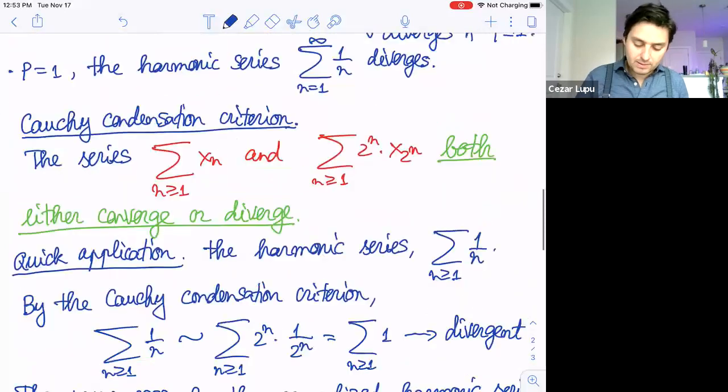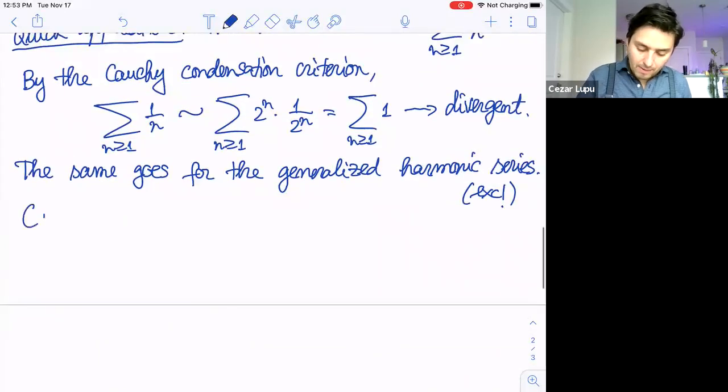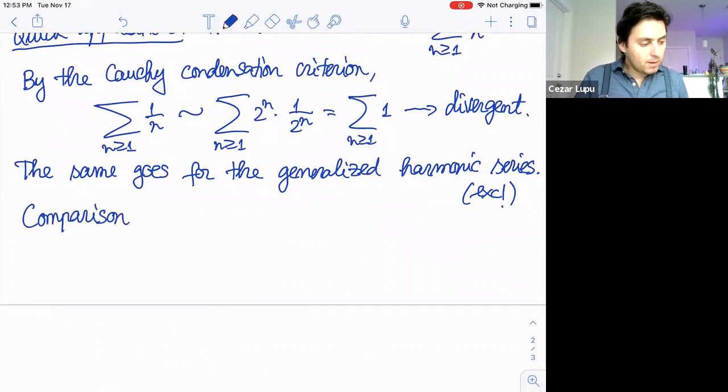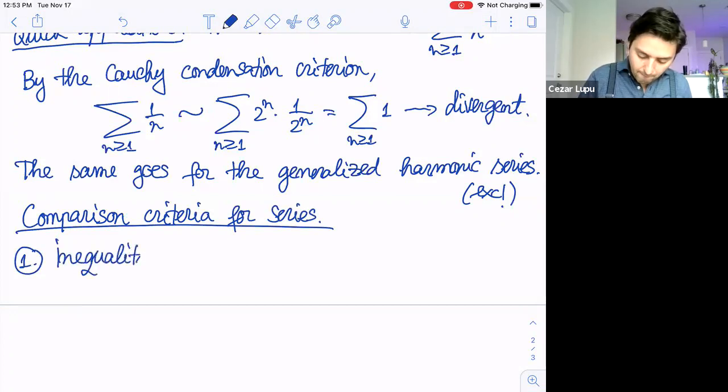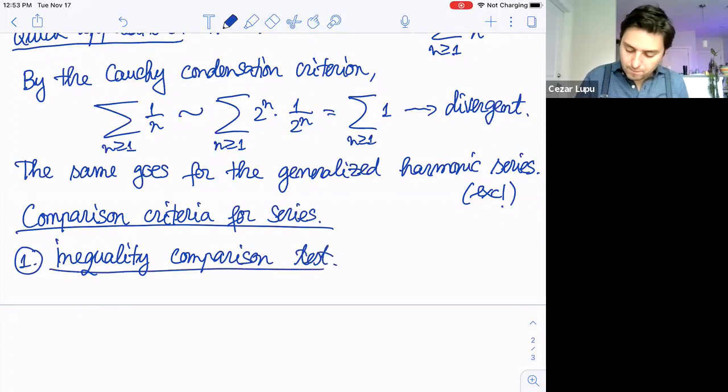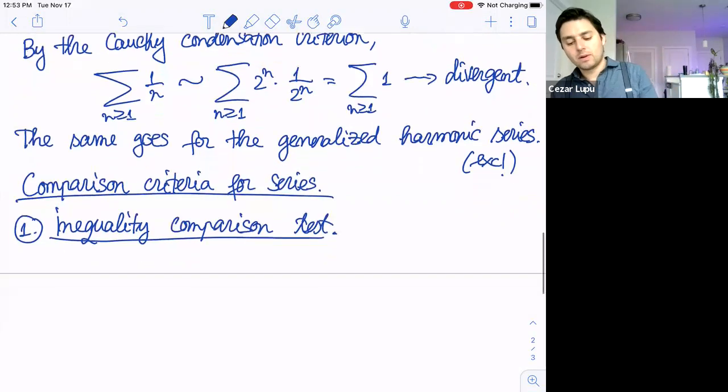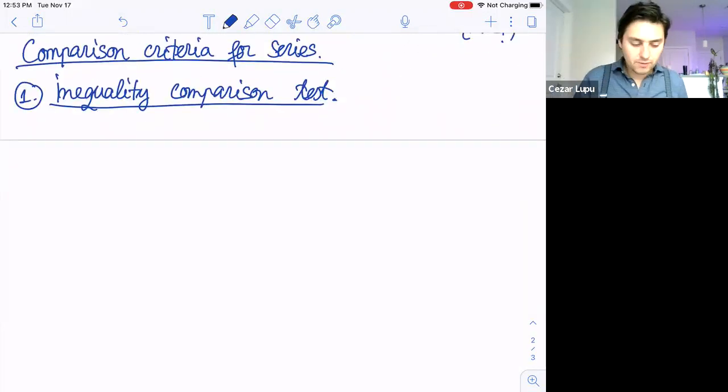Comparison tests, comparison criteria, let's say, for series. What do I mean by that? The first one that I have in mind is what I call the inequality comparison test. So the inequality comparison test says the following.